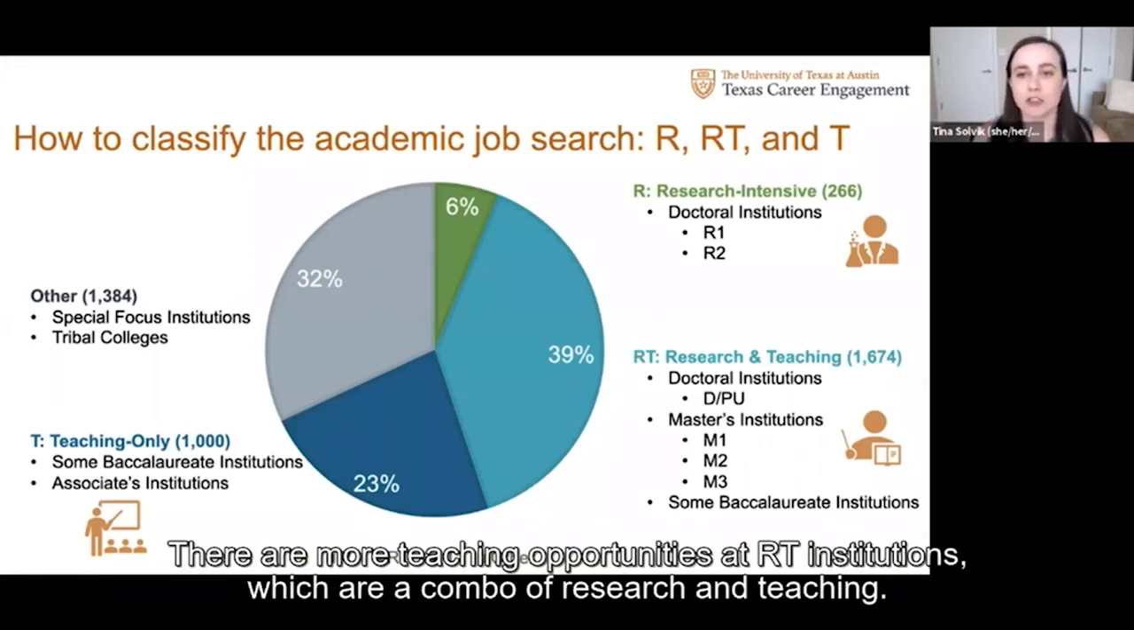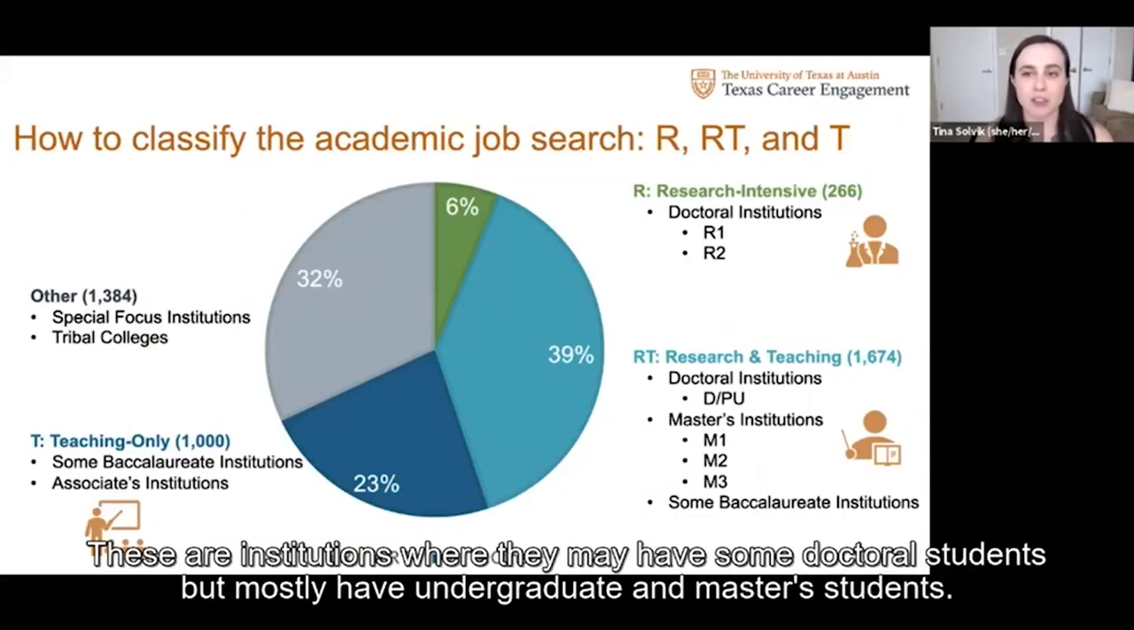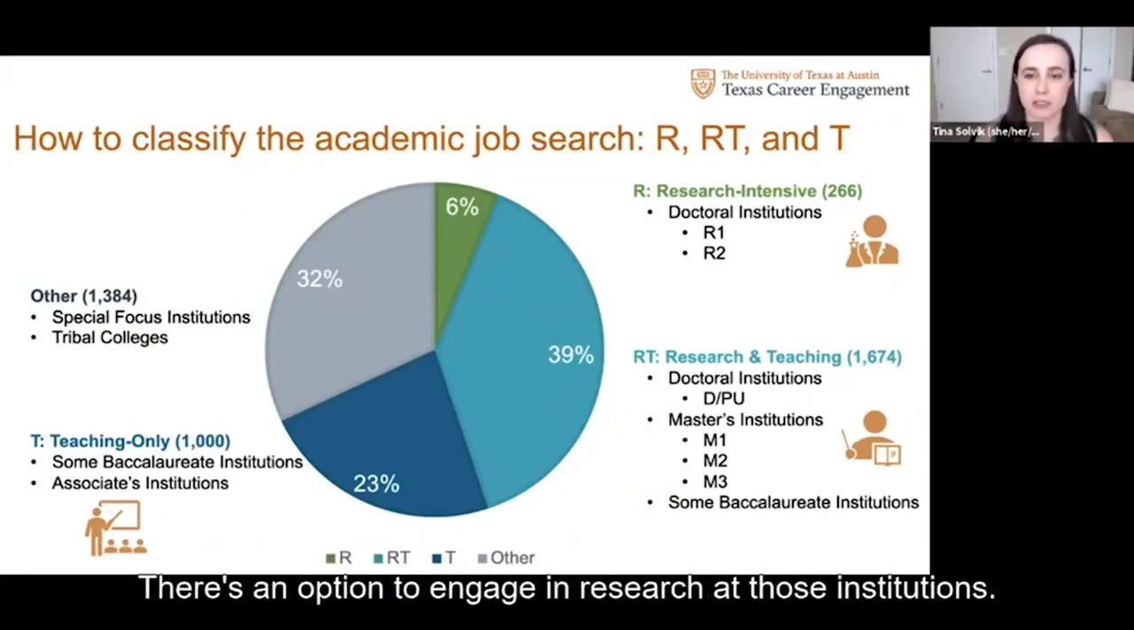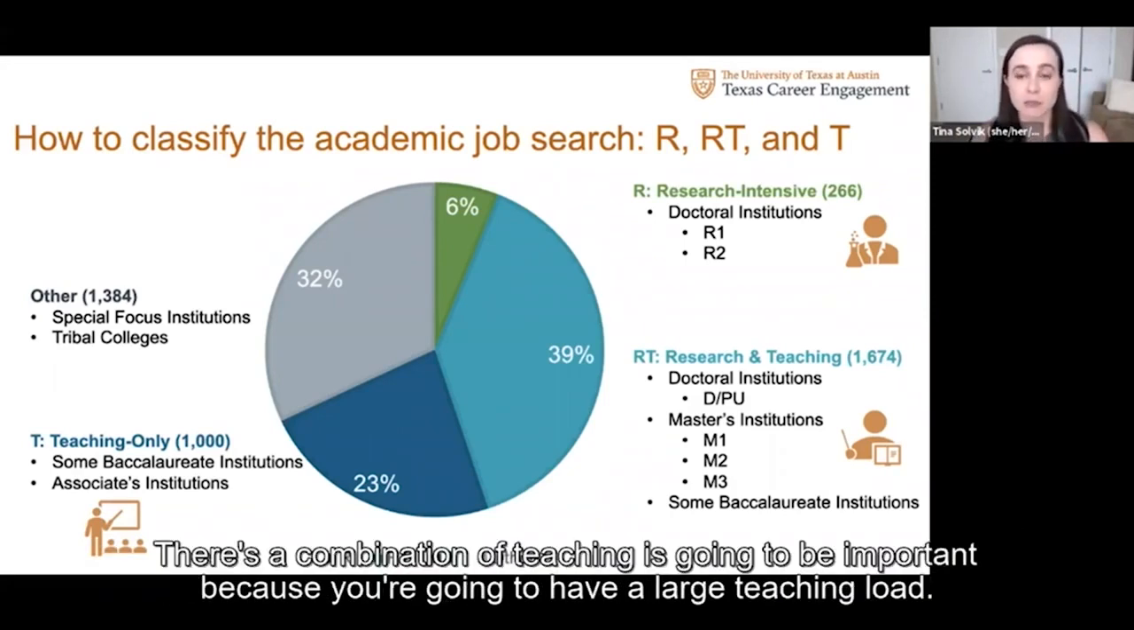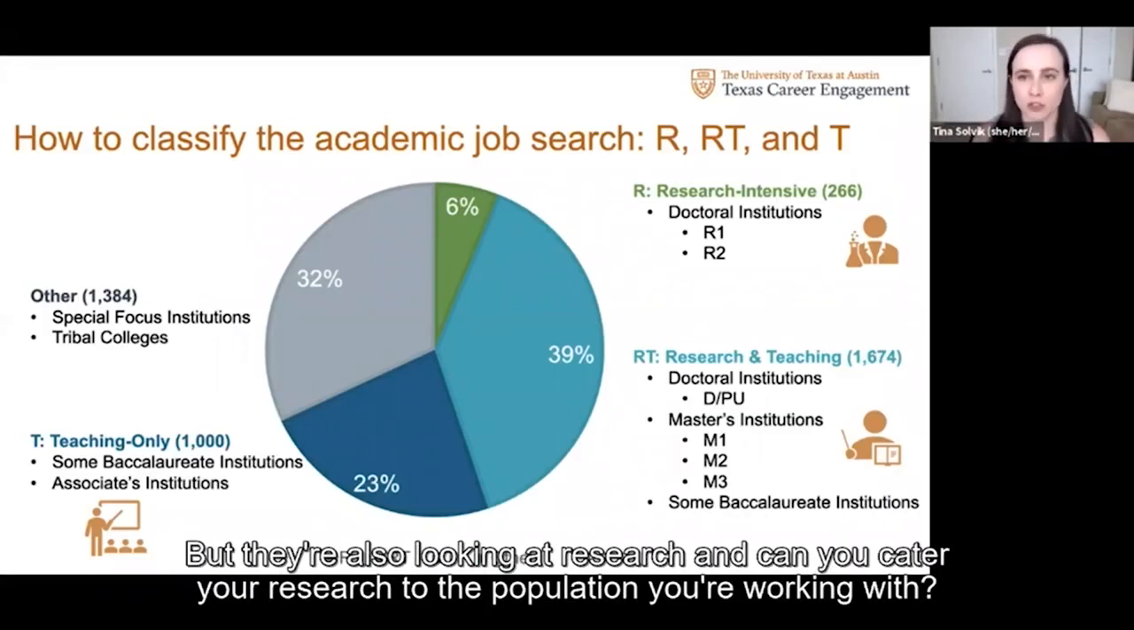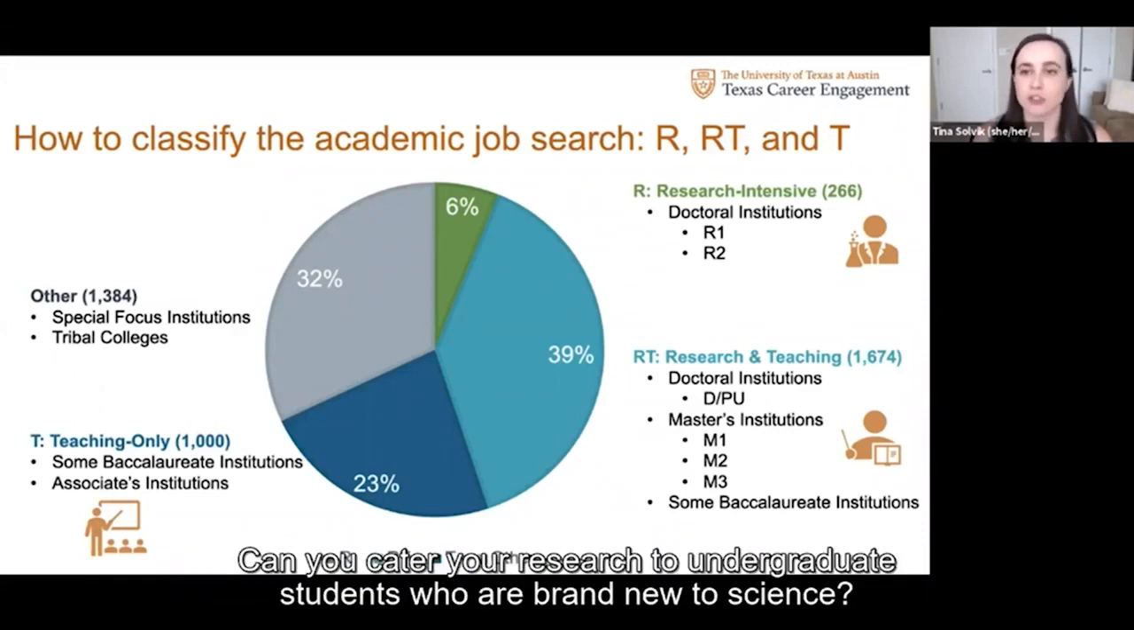There are more teaching opportunities at RT institutions, which are a combo of research and teaching. These are institutions where they may have some doctoral students, but they mostly have undergraduate and master's students, and there's an option to engage in research at those institutions. Teaching is going to be really important because you're going to have a large teaching load, but they're also looking at research. And can you cater your research to the population you're working with?